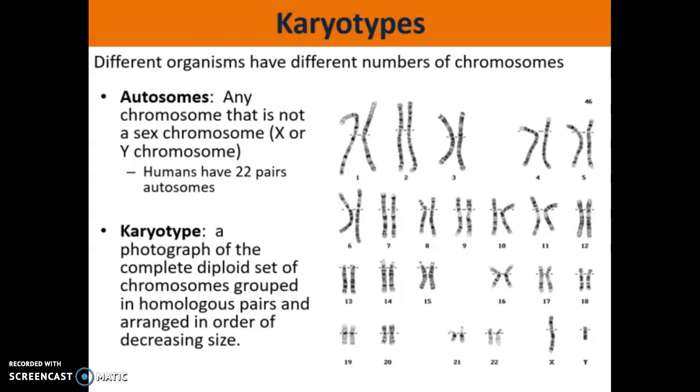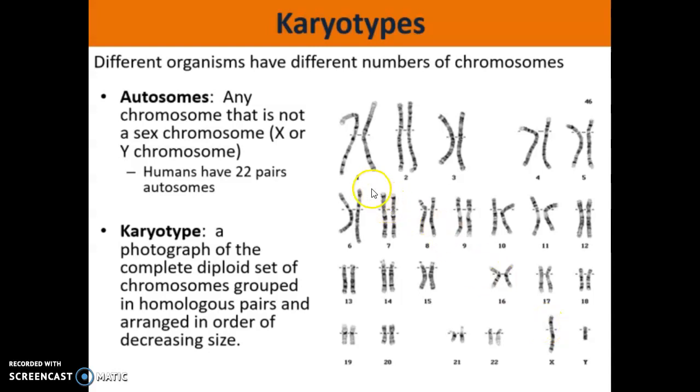In a dog, you're going to find 78 chromosomes in one of their diploid cells. In a cat, you're going to find 38 chromosomes. So it varies from species to species. But humans, we have 46 chromosomes, which are arranged in 23 pairs. And we see the 23 pairs of chromosomes arranged right here in this picture that's called a karyotype.